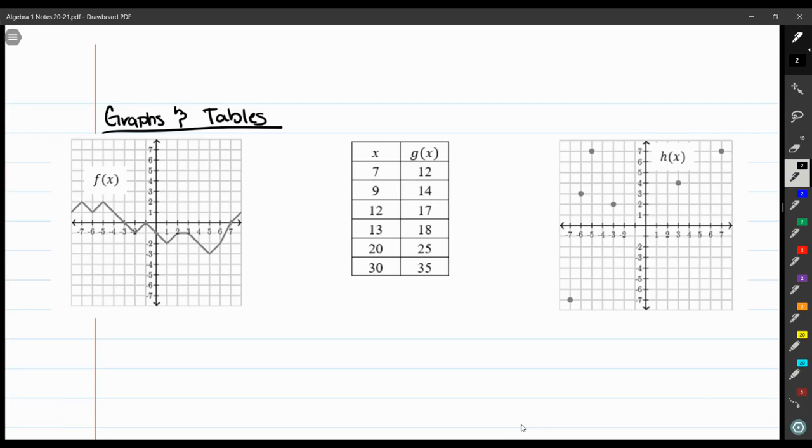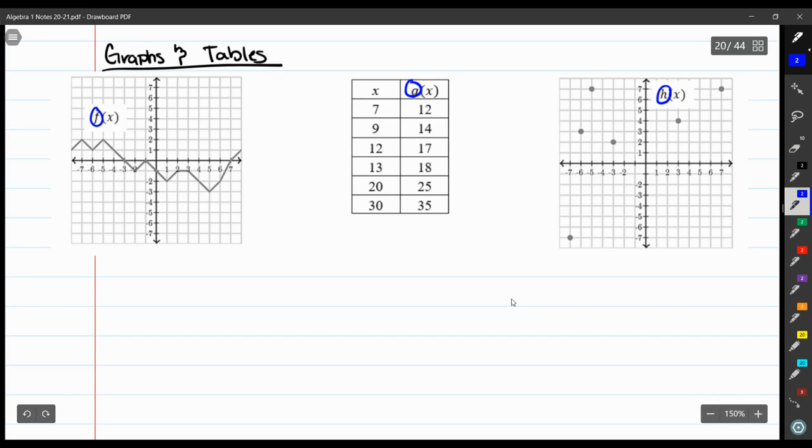So let's move on to some graphs and tables. I have 3 graphs here, and I have 2 graphs in a table. I have an F graph, a G graph, and an H graph. Make sure you're paying attention to which one is which. For example 6, we're going to find a few values. I want us to find G of 13.